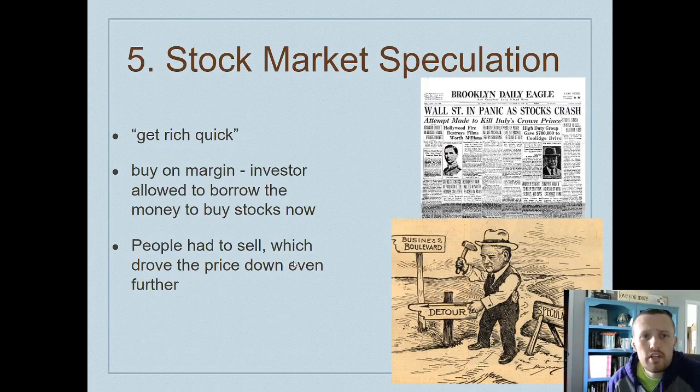So what is stock market speculation? It's the get rich quick idea. It's buying on margins. So what does that mean? It means it goes like this. When a company is publicly owned, that means that people can buy a portion of that company. Let's take Apple, for instance. You guys know Apple. They're a famous company. They make the iPhone and they make AirPods and all that stuff. Okay? They're a very big company.